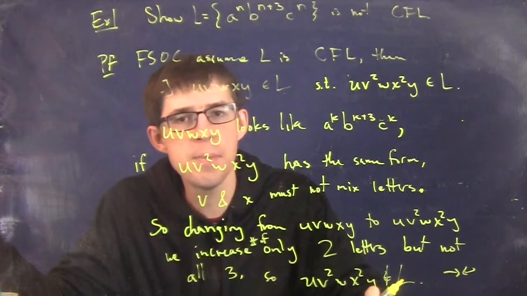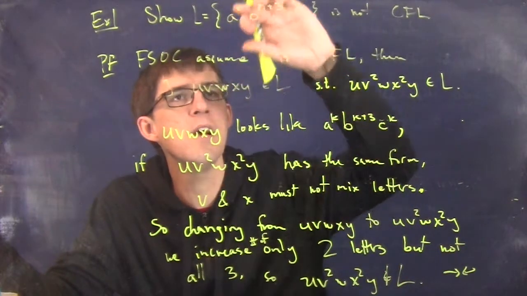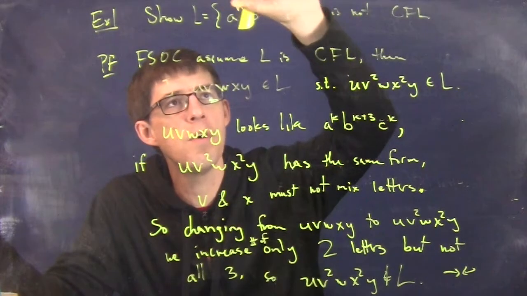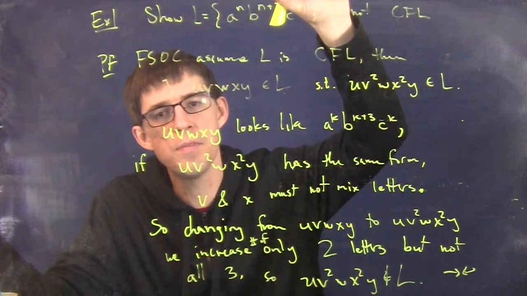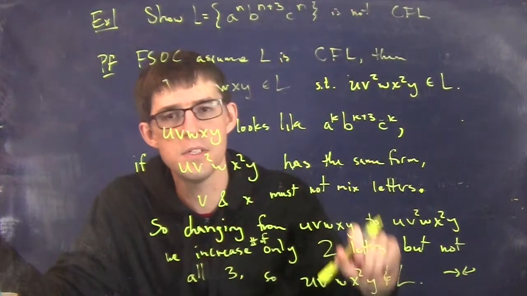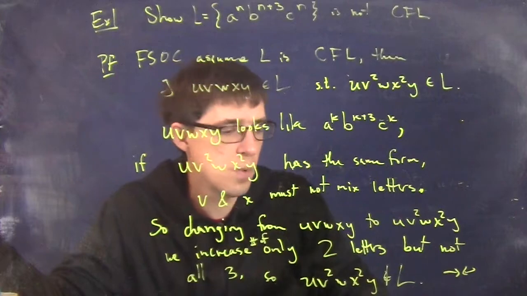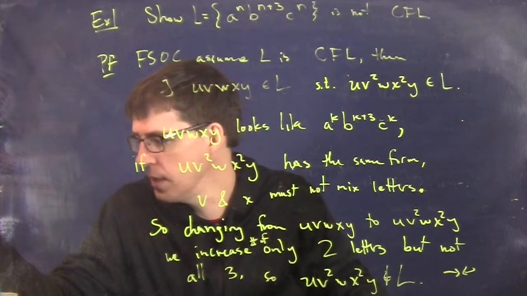All right, it's not in L because in order to be in L, you have to maintain this balancing between all 3 of the letters, where the B has to be 3 more than the A's and the C's, right? And if you only change 2 but not all 3 of them, that's not going to work. So this string right there is not in the language.